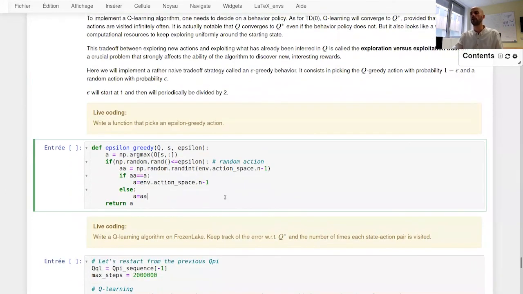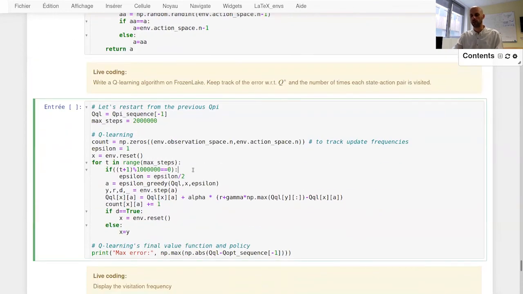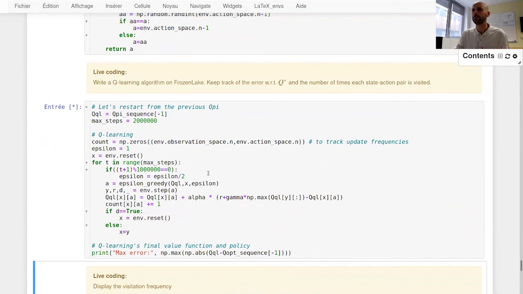So let's take a look at what the code looks like for Q learning now. I just started by writing a function that picks an epsilon greedy action. This function takes a Q function, a state and the parameter epsilon as inputs. It will compute the argmax over Q, so that there's the greedy action. And if a random draw is smaller than epsilon, it will draw a random action different than the greedy action itself. Otherwise, it will just return the greedy action. So this is just a utility function here, and we will write the Q learning algorithm now.